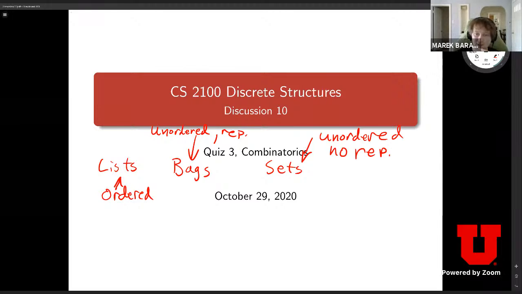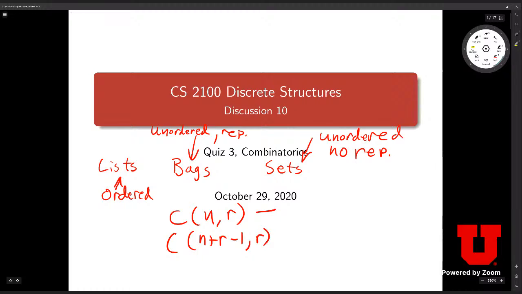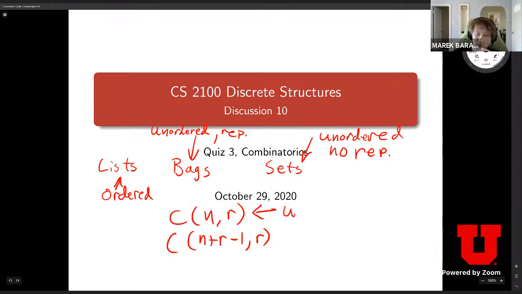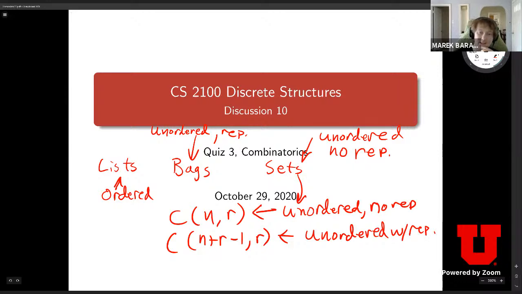Your second question was, when do you use n choose r, or n plus r minus 1 choose r, right? So this one is for unordered, no repetitions, like sets here. And this one is unordered with repetitions allowed. Does that make sense?